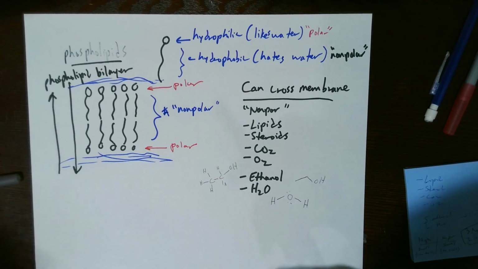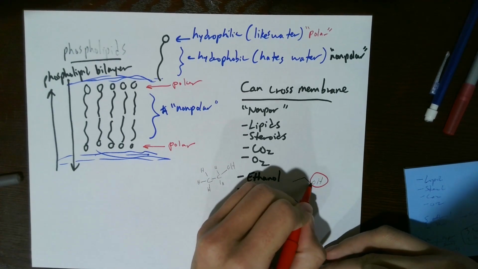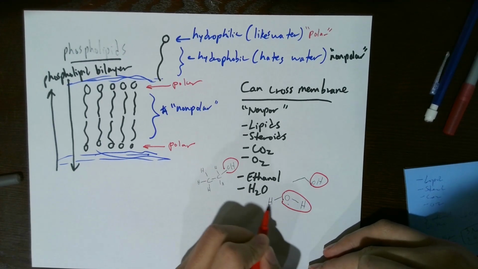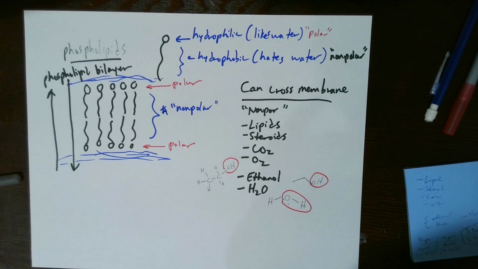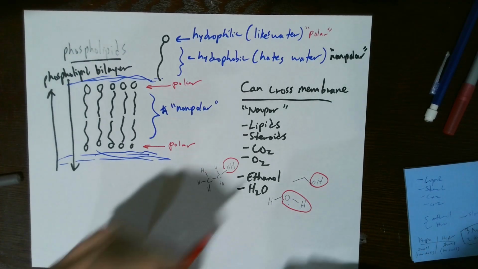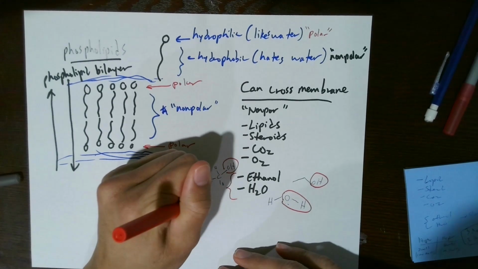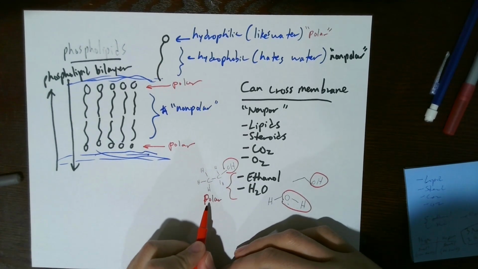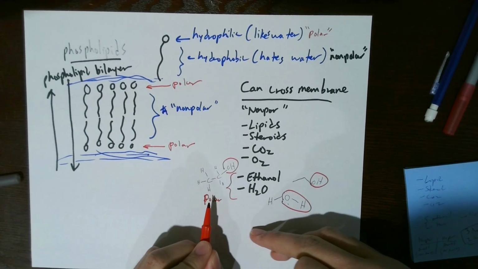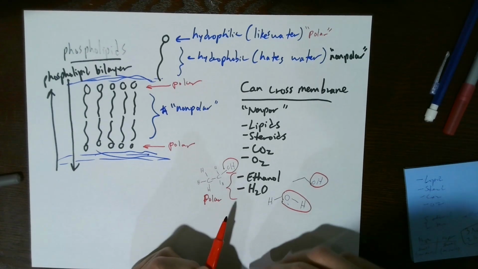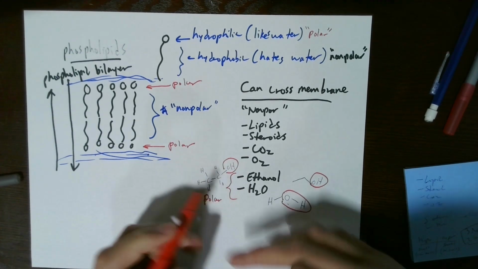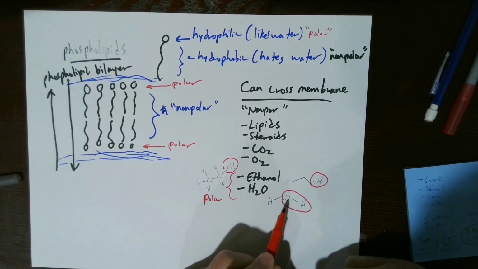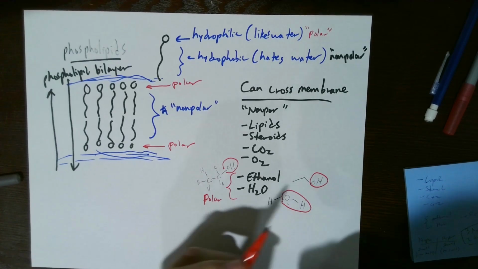Whenever you have an OH, an O bonding to an H in chemistry, like here, here, and here, and even here, that makes a molecule slightly polar. Alright? So ethanol and water are polar. They're actually polar molecules. But they can still cross the membrane because they are so small. Ethanol is pretty small compared to other biomolecules. Water is pretty small compared to other biomolecules, so they can sort of cross the membrane.